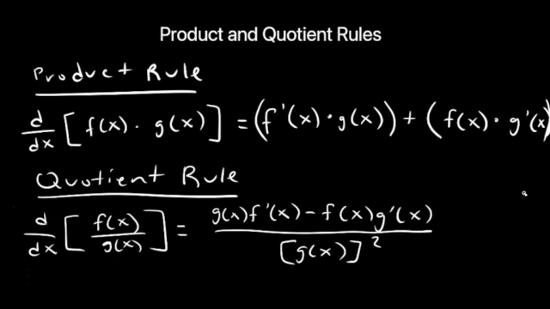And so this is pretty much it for product and quotient rules. I think it's very straightforward. All you need to know is these two rules, and you're pretty much set. You just know your derivatives and know these rules, and you'll be fine.